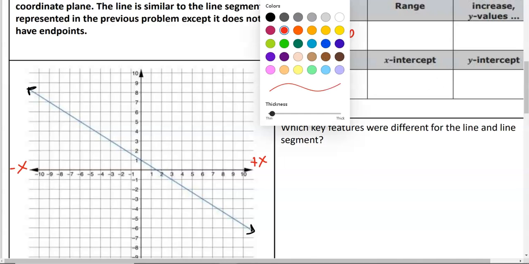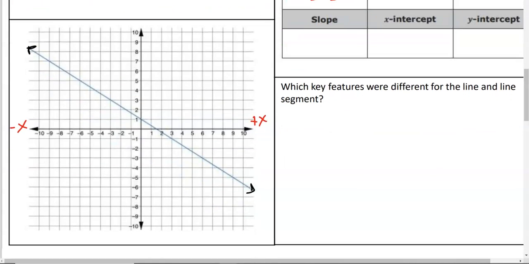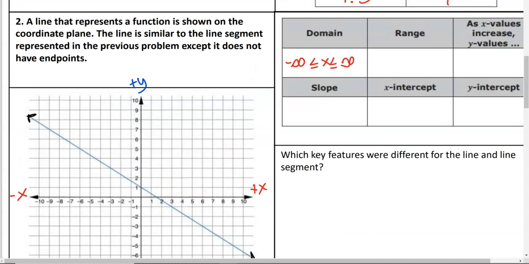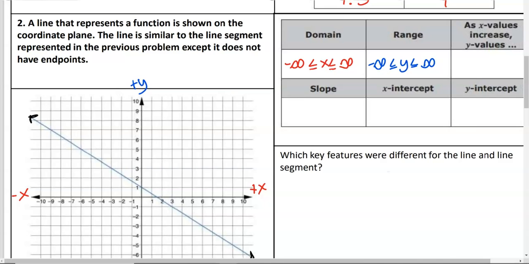Okay, how about my range? It's going to be the same thing, right? We're also going down forever and up forever. So we're going to go down to negative infinity, all the way up to positive infinity. Notice my variable changes to a y because we're talking about range now.